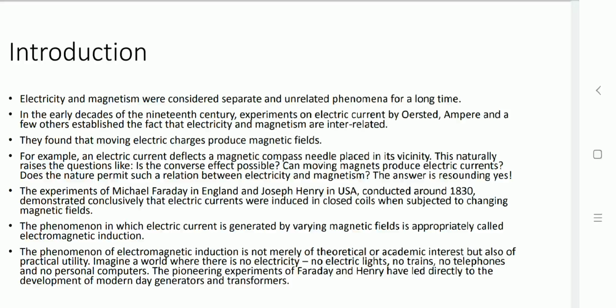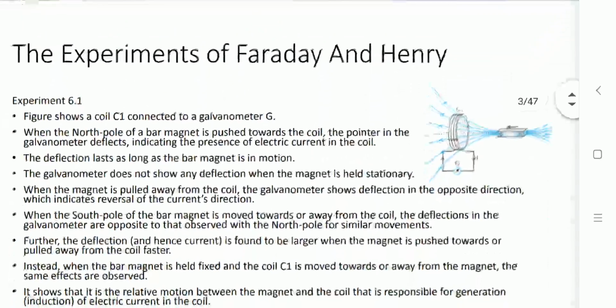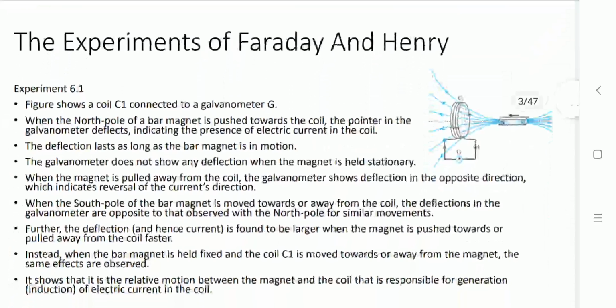This fundamental is generally used for transformers and a number of other ways. To understand this phenomenon, electromagnetic induction, the concept is learned based on the Faraday and Henry law. They have done some experiments.